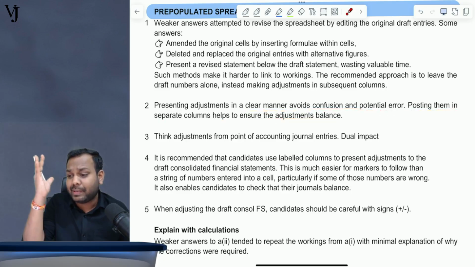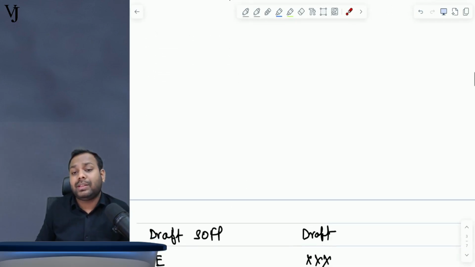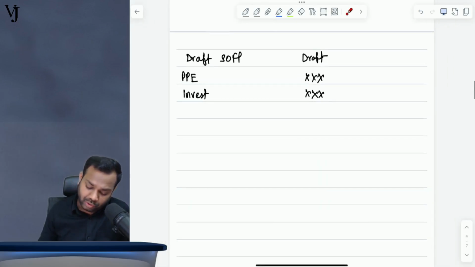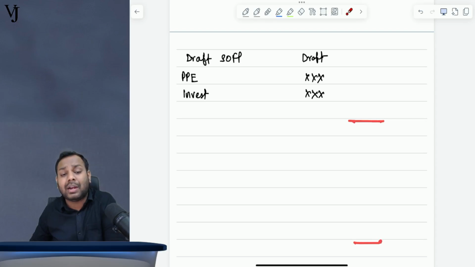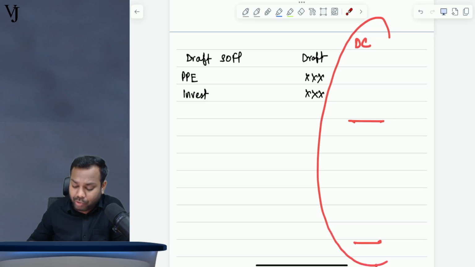I'll take a simple example. Let's suppose in the adjustments, ACCA has given that deferred consideration is not accounted for. So what will you do? First of all, you increase the investments in the adjustments, and then you increase your deferred consideration. So for deferred consideration, this is the accounting I have done.